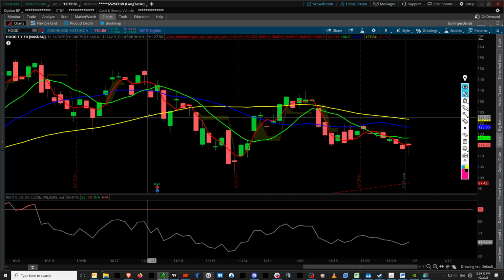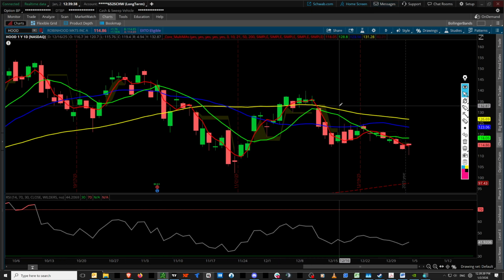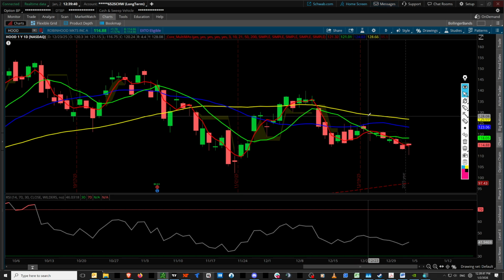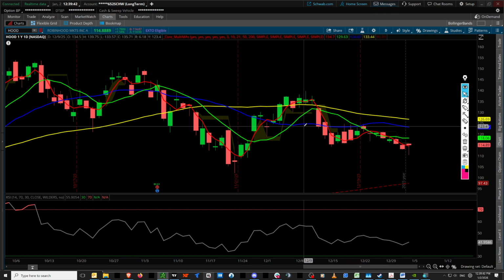We're going to have to look at the 50 because that is our simplest one right now, and then we'll look at the 21. Some people use the 20. The 21 has significance because it is found in 2 places. Number 1 is the Fibonacci number, and number 2, there's 21 days in a trading month on average.